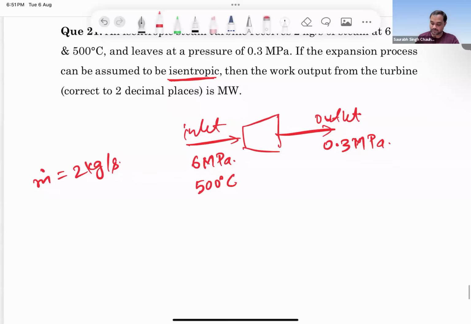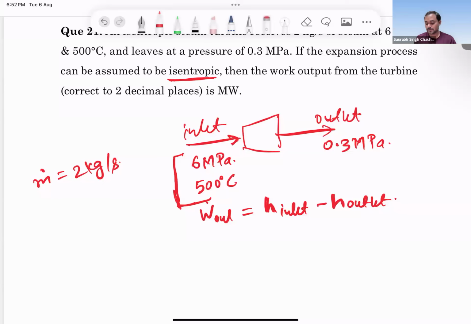So work output will be equal to enthalpy at inlet minus enthalpy at outlet. But to find these enthalpy values, we can use the steam table. At inlet, two things are given: pressure and temperature. So we can find enthalpy using the steam table, but at outlet only pressure is given. So we need one more variable. So what will be that one more variable?